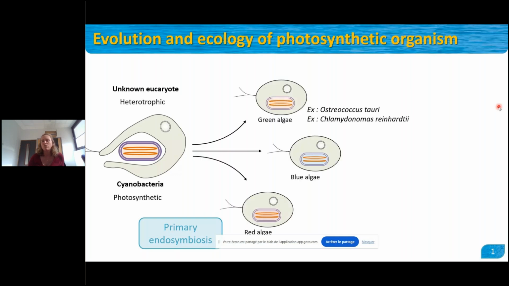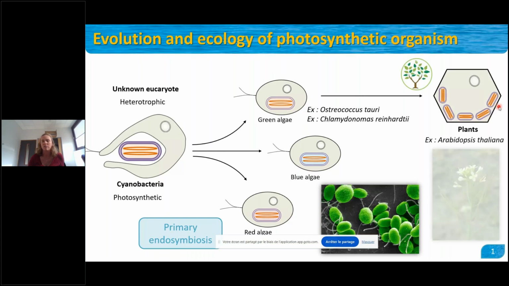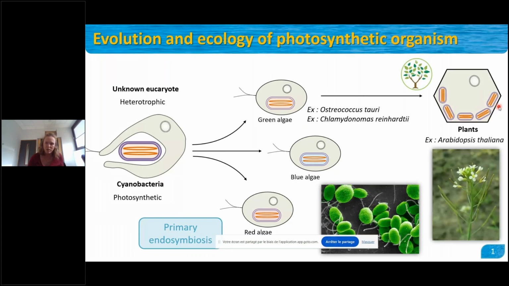And then it gives rise to three kingdoms. We call them the green algae, blue algae, and red algae. And the green algae are the ones that gave rise to the plants we have everywhere on Earth.